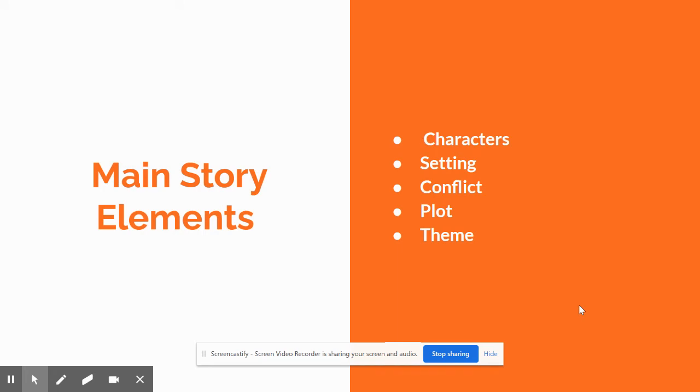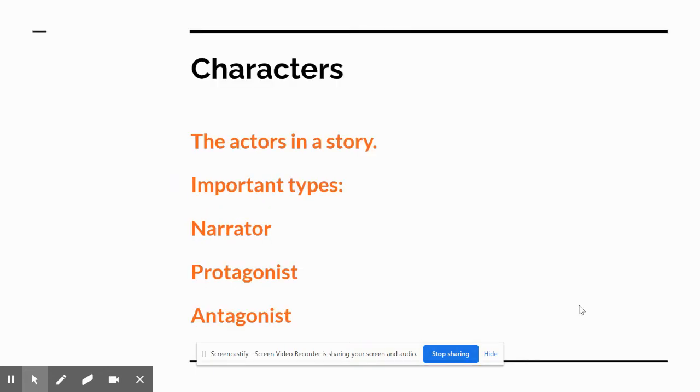The 5 main story elements that you have seen in your book in your course so far, but also probably in other courses, are characters, setting, conflict, plot, and theme. These are probably very familiar to you. Now, in terms of characters, the most important ones that you're going to see crop up are the narrator, the protagonist, and the antagonist. Not every story has a narrator, but if there is a narrator, they're probably a really important character, and they're giving you potentially some of the information that the author wants you to pick up from the story. The protagonist is the main character of the story.